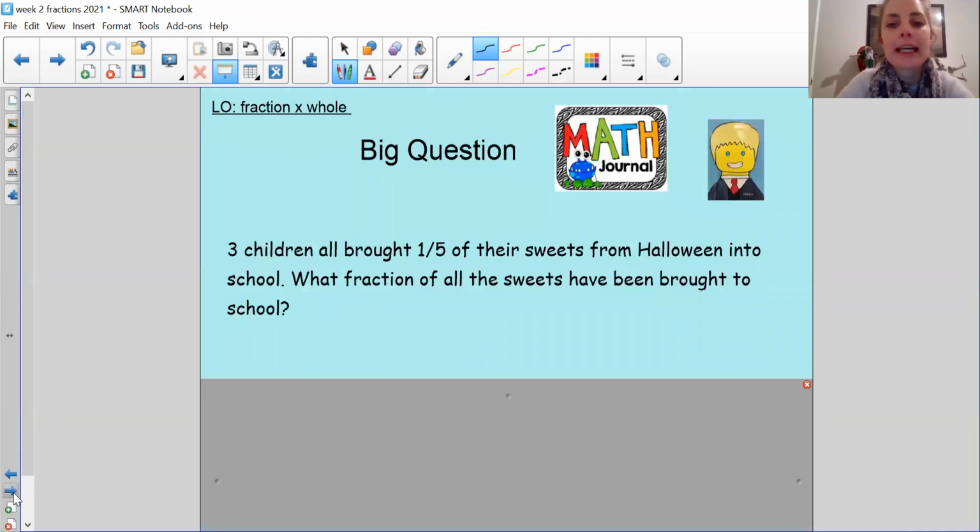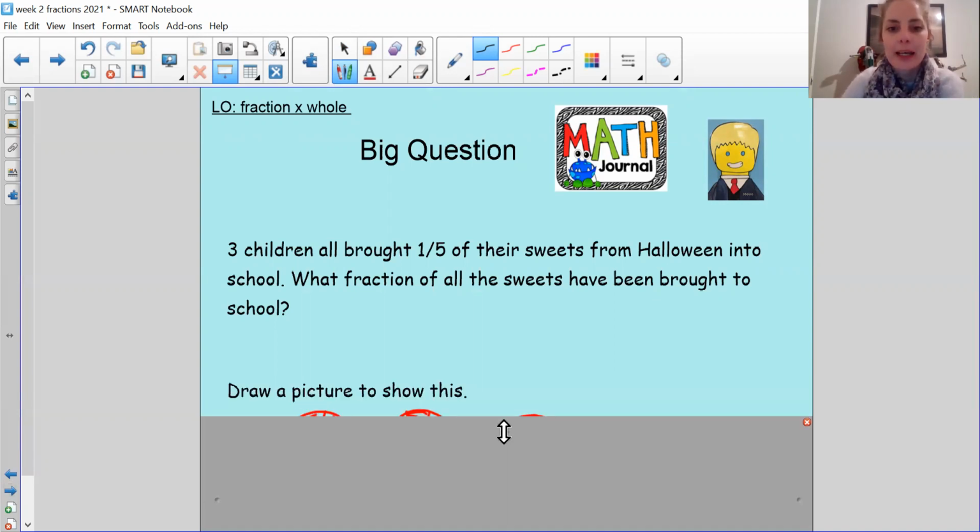So we are looking at fraction multiplied by a whole number. So my big question to you today is I have 3 children and they all brought a fifth of their sweets from Halloween into school. What fraction of all the sweets have been brought into school? So have a think about that and how do you think you'd be working that out? And maybe even have a go on your piece of paper, okay?